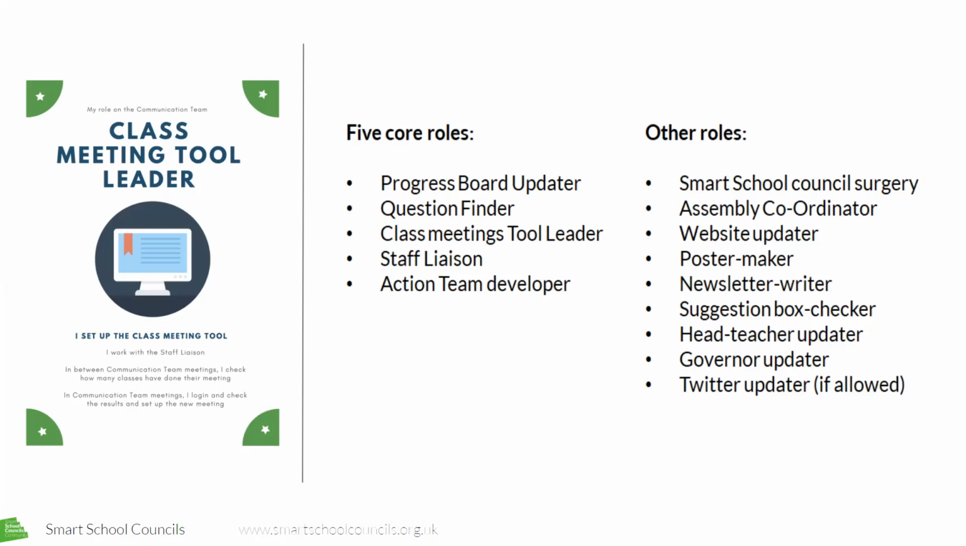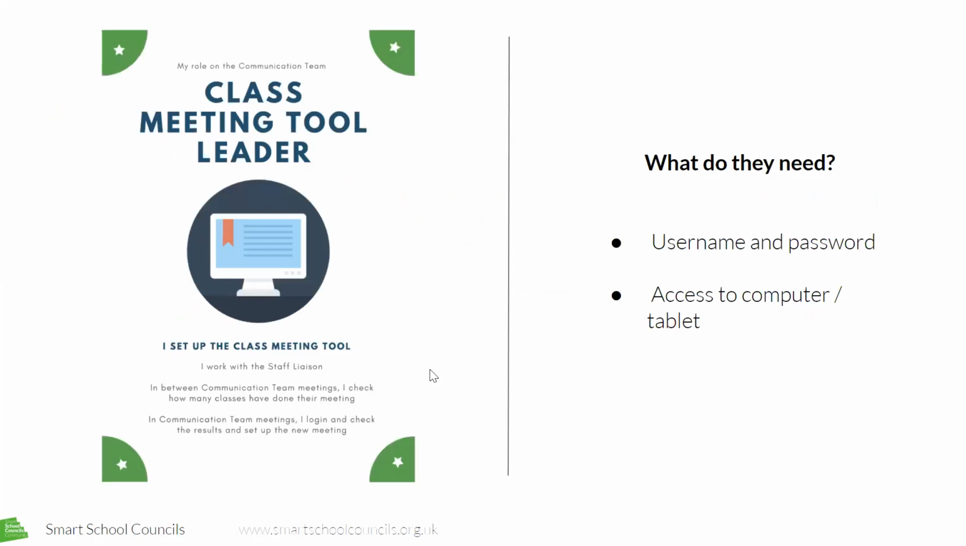Some of our schools have a pupil voice or Smart School Council Twitter, and somebody has the role of updating it, if they're allowed to do that. So yeah, those are supplementary and important, but for the functioning of this intervention in your school, the 5 are the most important things to have in place. And let's talk about them in specific detail.